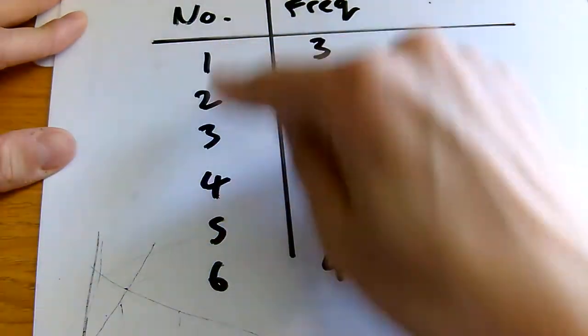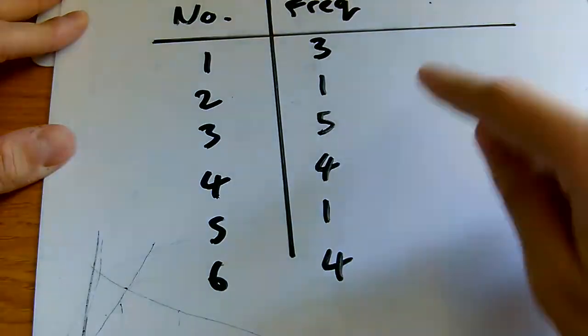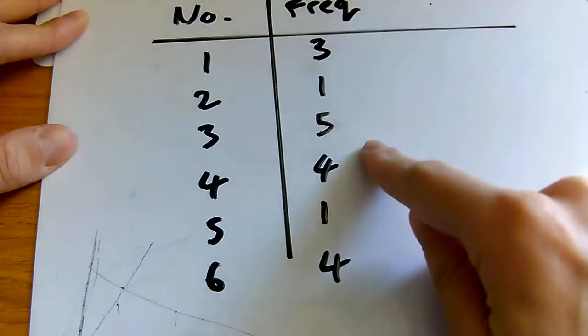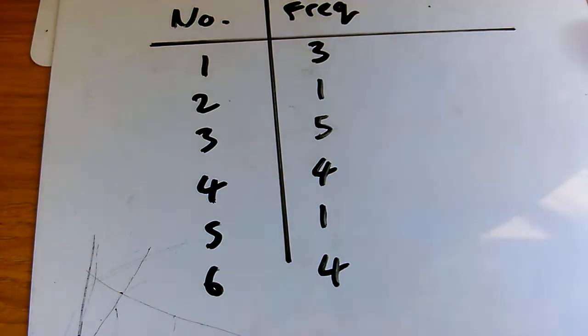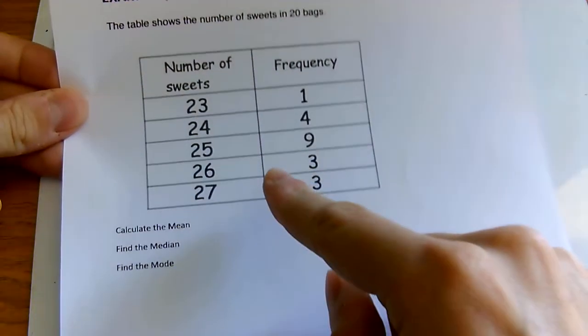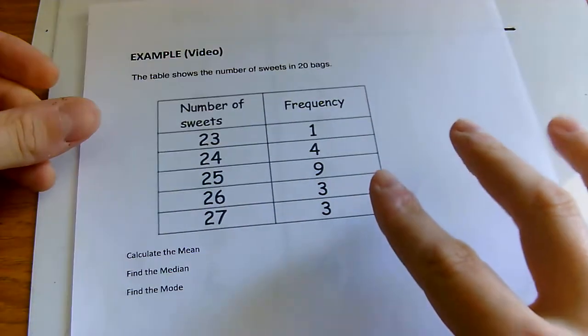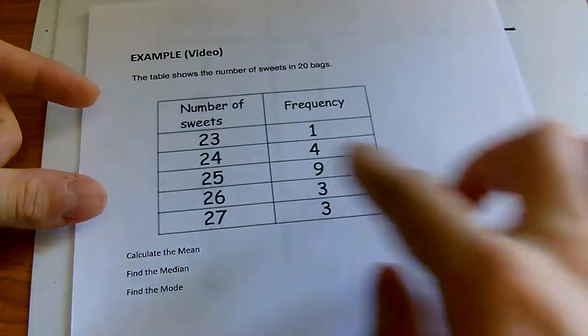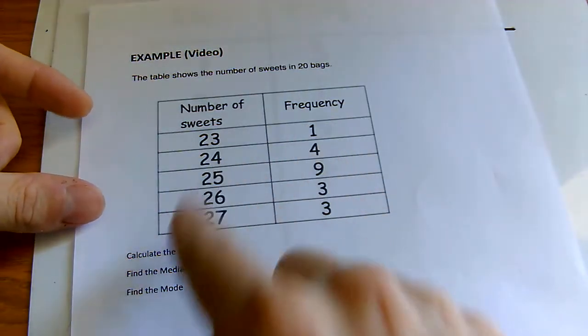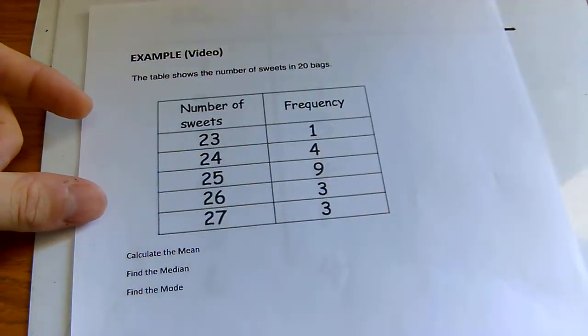These are the different numbers down here, the different categories of things that we have, and these are how many times those each appear. That's called the frequency. That's what this is as well. This really is quite a long list of numbers. In fact, it's 20 numbers in total. There's 1 23, there's 4 24s, there's 9 25s.